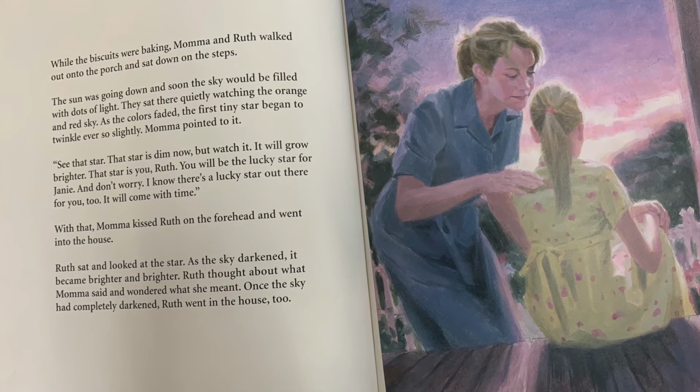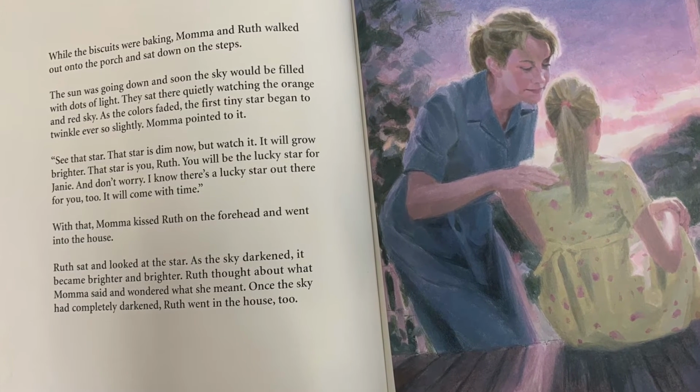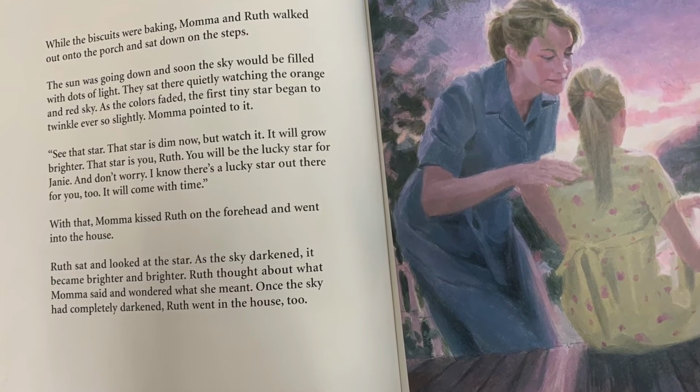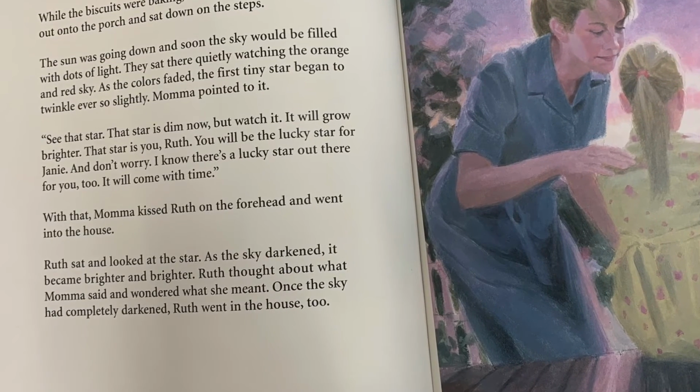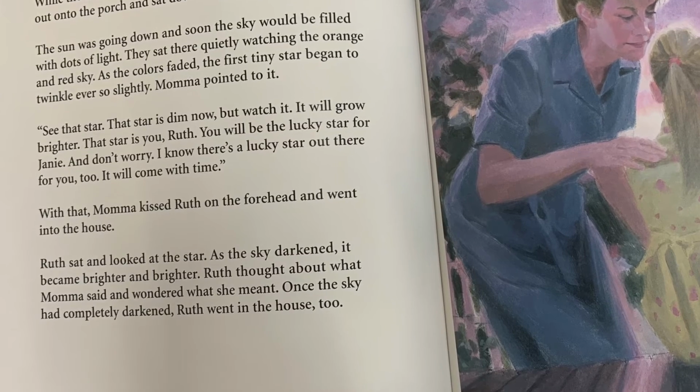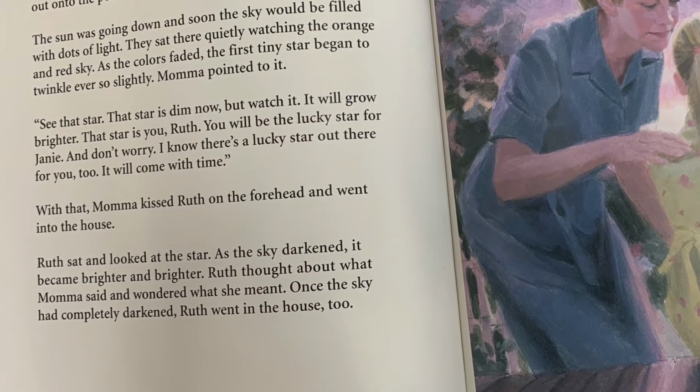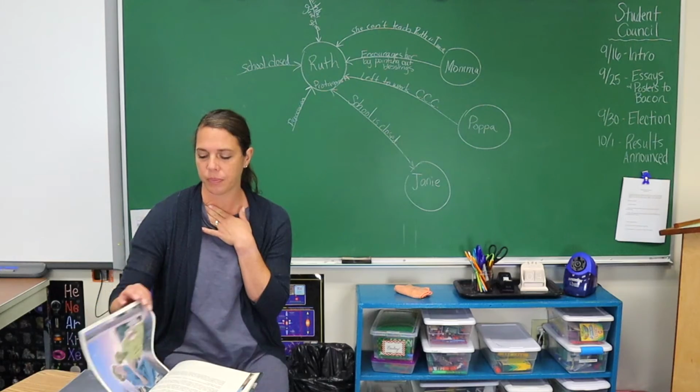And don't worry, I know there's a lucky star out there for you too. It'll come, just with time." With that, Mama kissed Ruth on the forehead and went into the house. Ruth sat and looked at the star. As the sky darkened, it became brighter and brighter. Ruth thought about what Mom said and wondered what she meant. Once the sky had completely darkened, Ruth went into the house too.